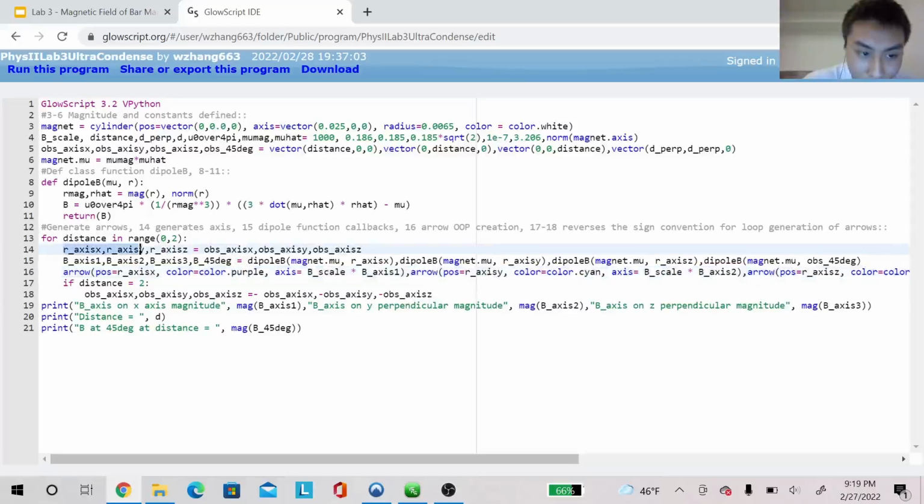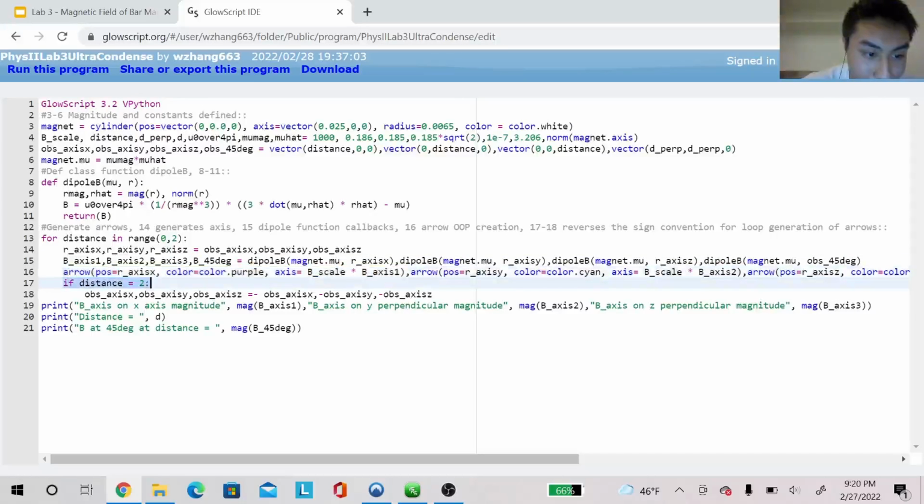For our for loop, we're just going to initialize the first half. We're going to say that we have an r-axis that's going to equal our observation axis. We're going to refer to that r-axis instead of our magnetic dipole functions to recall them and calculate the magnetic field in each. From there, just make an arrow that points along these axes by some scale value.